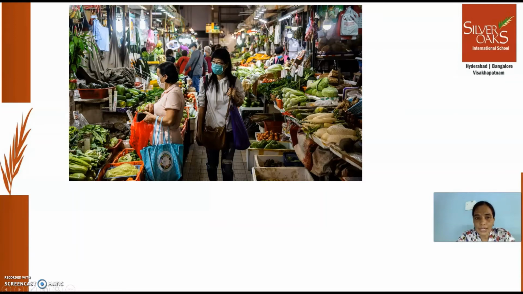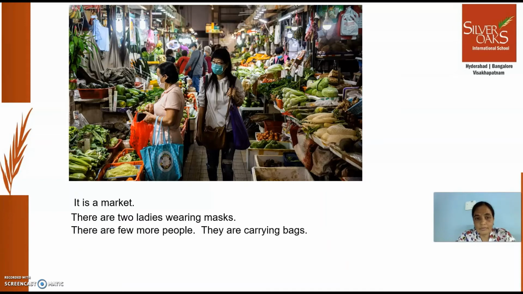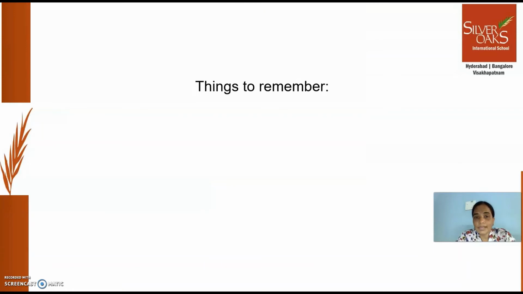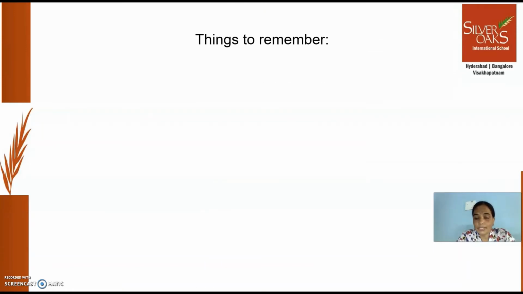So let's see how you can write describing this picture in sentences. It is a market. There are two ladies wearing masks. There are few more people. They are carrying bags. There are many shops with lots of vegetables, right? So this is how you can go about describing things.